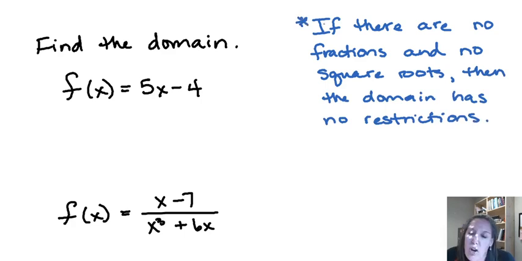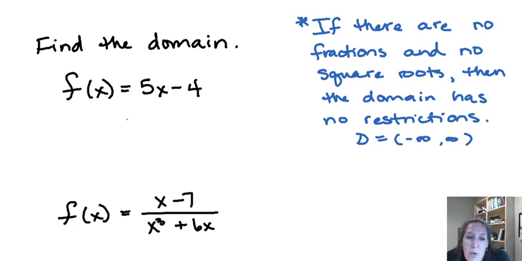There are other functions, but typically at this point you have not dealt with those functions. Those functions include logarithmic functions and other higher level ones. If there's no square root, and square could be any even root, but typically square root is what we see most often, and there's no fractions, then your domain has no restrictions. No restrictions means that the domain is equal to negative infinity to infinity, all real numbers.